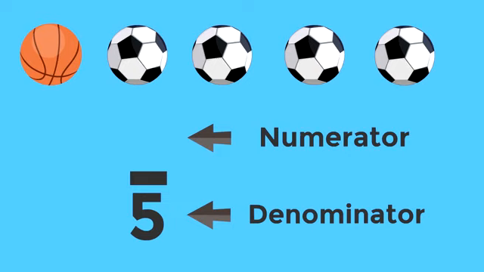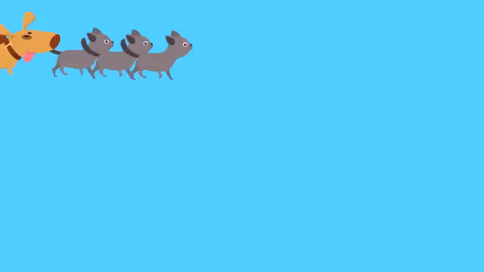Good job. Now remember, we're asking for the fraction of sports balls that are basketballs. So how many basketballs are there? Yeah, just 1. The number 1 is the numerator. So 1/5 of the sports balls are basketballs. 1/5. Great job. Let's try this final example.